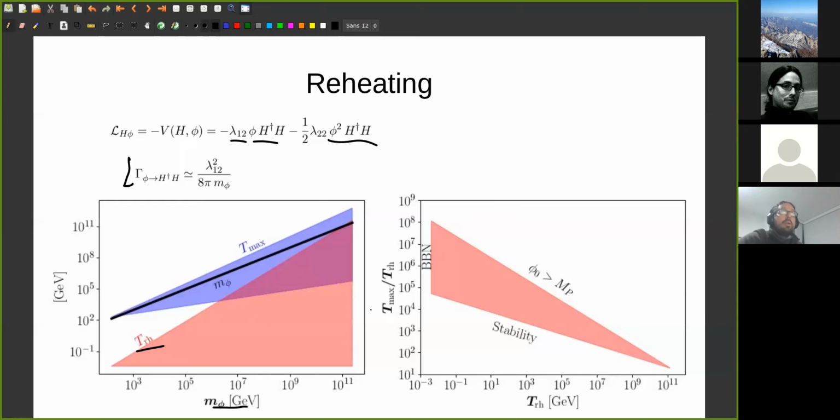So Tmax over T reheat again spans over several orders of magnitude. It can be between 10-ish or so and 10 to the 7th or 10 to the 8th. So you can have a big gap between Tmax and T reheat, meaning that the reheating era could be quite long.